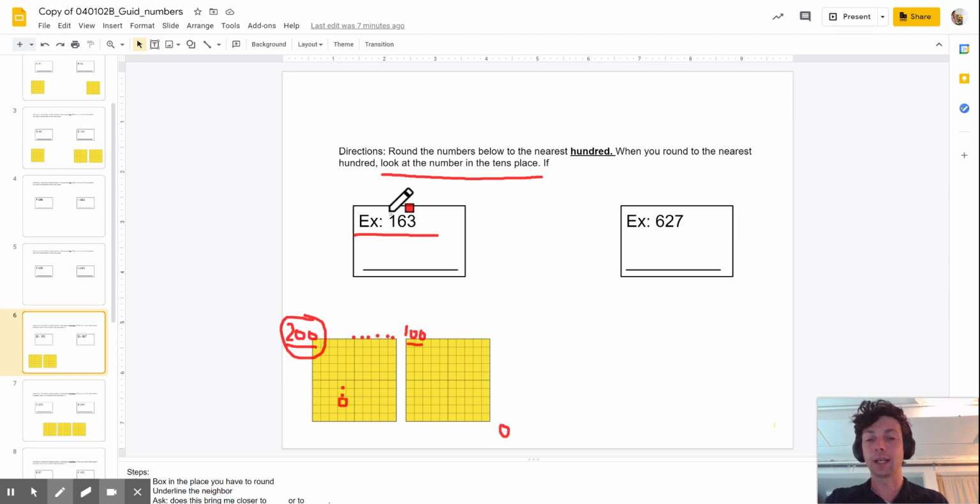Now, another way to think of that is to take our 4 steps, which is to box in the number that we want to round. So that's our hundreds. We have 100 here. Underline the neighbor. Ask yourself, is that 6 or 60 closer to the next 100 or closer to the 100 that it's on? So we know that 60 is closer to 100. So we're going to round that up to 200.